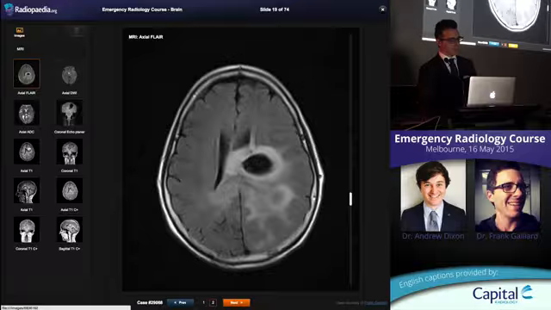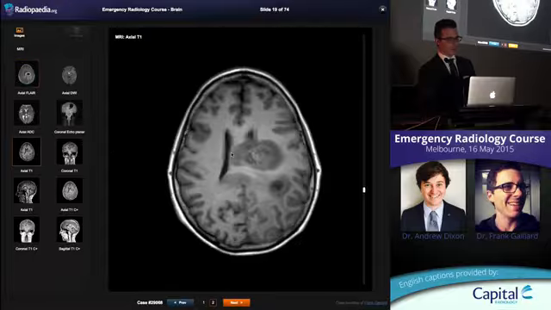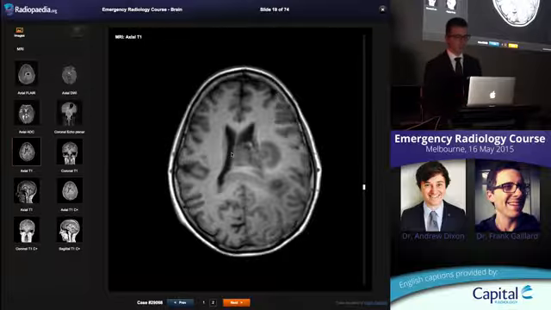But we can see that this same tumour, here's the blood, here's the edema surrounding it, and non-enhancing tumour spreading across the midline, characteristic of a glioblastoma.